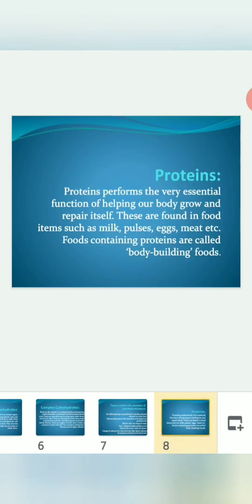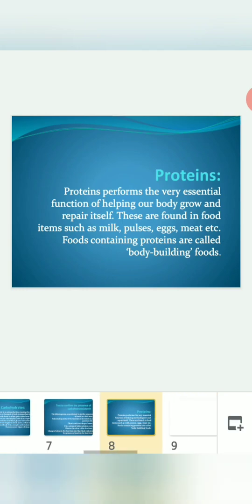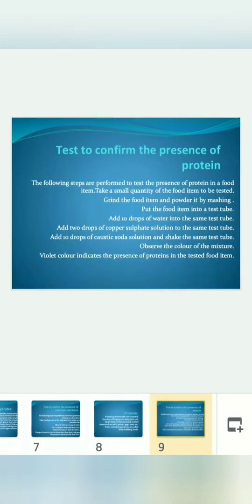Next, we will see proteins. Proteins perform the very essential function of helping our body grow and repair itself. These are found in food items such as milk, pulses, eggs, meat, etc. Food containing proteins are called bodybuilding foods. So, you should take enough protein to build muscles because it builds immunity as well.